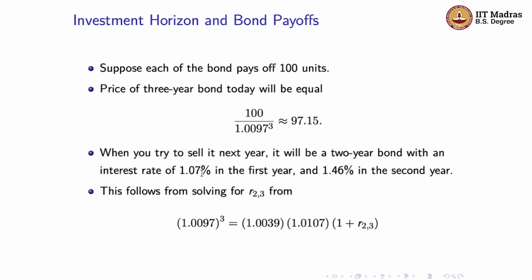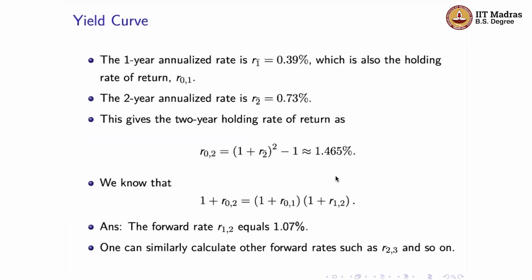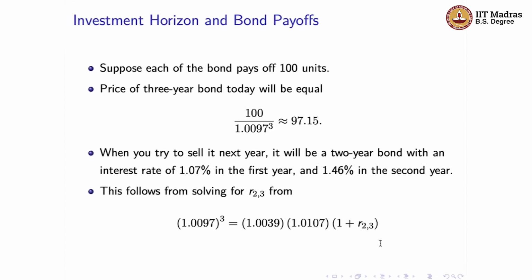Where are we getting these numbers, 1.07% in the first year and 1.46% in the second year? We did these calculations earlier. Remember, we solved for R12, which is the forward rate, and found that it was 1.07%. Similarly, we mentioned that you can solve for R23, and this is the equation you would need to solve. If you solve it, you find that R23 is 1.46%. These are the interest rates, because this is a world in which we are abstracting away from uncertainty, so you can predict that these will be the 1 year rates.